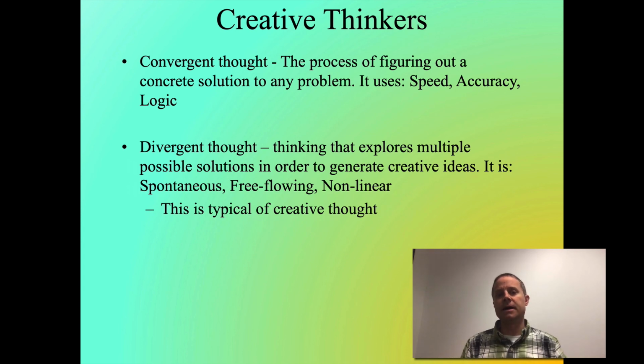Okay, last slide. I want to just touch base on creative thinkers and typical thinkers. So a typical thinker, when solving a problem, goes through a process called convergent thought. It's when you're trying to figure out a concrete solution to a problem and you're quick and you're accurate and you're logical. That's called convergent thinking. It's not creative, it's convergent. You're looking for one solution.